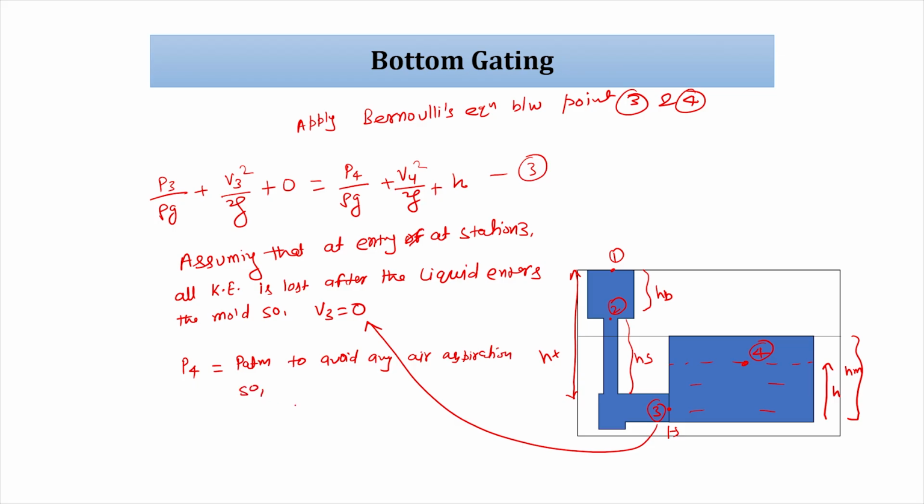So, P4 should be minimum, at least atmospheric pressure. So again, P4 can be, P gauge will be 0. So P4 can be 0. Now, what will happen to V4?